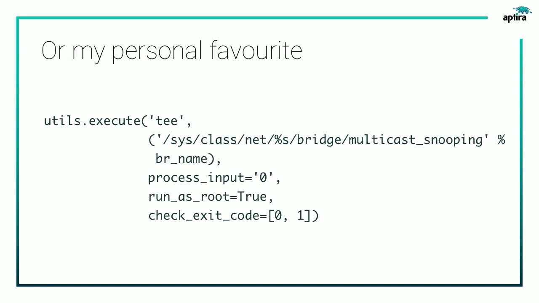So what this command line does is it writes a 0 to a sysctl that controls the way multicast works on a bridge. And if it gets back an exit code that's either 0 or 1, we're good. Otherwise, it raises an exception. Helpfully, the exception, by the way, is process exception. So good luck working out exactly what went wrong.